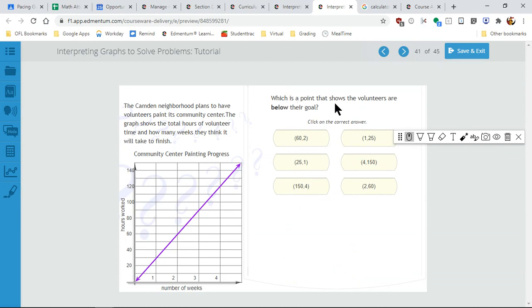Which is a point that shows the volunteer below their goal? So we're looking at below their goal. So again, guys, eliminate the ones that don't make any sense right off the bat. So let's take a look here. 1 and 25. That looks like it's below their goal. So I'm going to put a little arrow there, but I'm not going to necessarily eliminate it because I'm not completely sure. 4 and 150. That's above. So that's not it. 2 and 60. That looks like it's right on point. So it's right the first time.